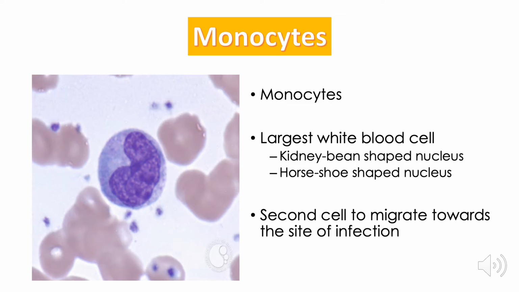Monocytes are easily identified by the presence of a kidney bean-shaped nucleus. So take a look at the nucleus of the monocyte in the picture. Can you appreciate that it has that small indentation, making it appear like a kidney bean or a horseshoe?